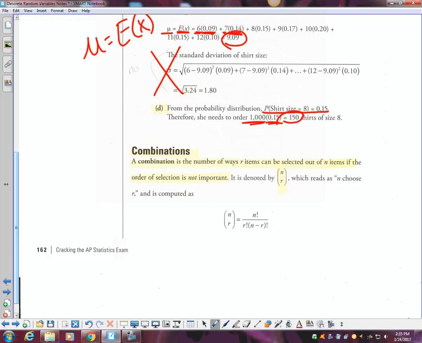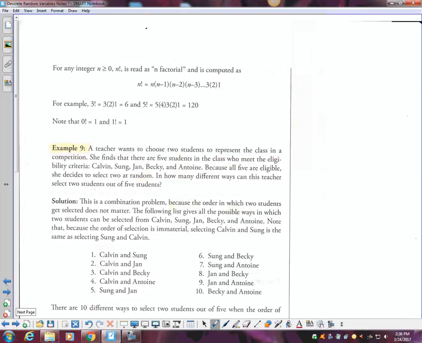All right, combinations. A combination is the number of ways r items can be selected out of n items if the order of selection is not important. It is denoted by n choose r. Here's how it's computed. This is not on your formula sheet, but you need to know it because if it's a free response, you need to be able to do it by hand. So n factorial over r factorial, and then (n minus r) factorial. Also a nice little button on your calculator that does this for us, if it's multiple choice.